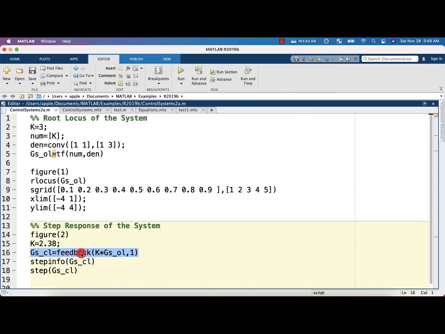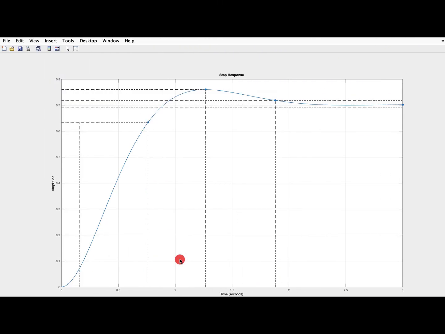So the feedback command has been used, and this k multiplied by gs will be the total loop gain. And the 1 indicates that our feedback path is H(s) equal to 1, and by default it's negative feedback. Now the step info is obtained with the help of this command, and the step response sketch is obtained by this plot. So here you can see the step response.